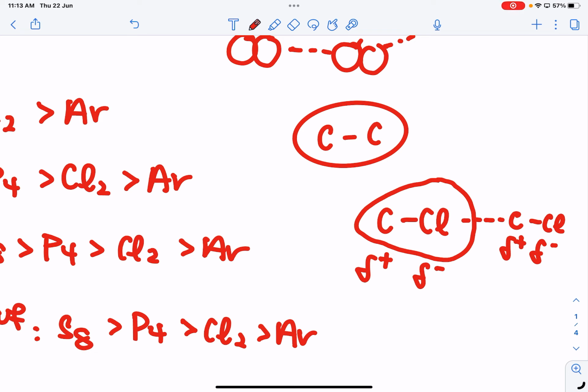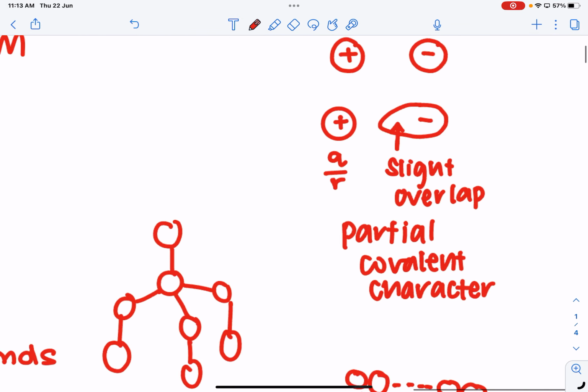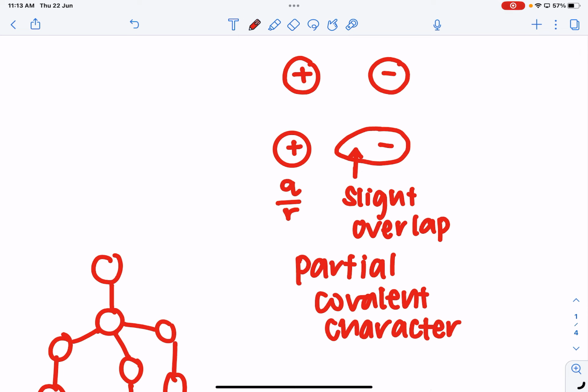We don't say that it's ID-ID with partial ionic character. No, we just say PD-PD. Okay? But for ionic compounds, yes, we need to take note that if there's a slight overlap, there's partial covalent character. That's why the ionic bonds are weakened.